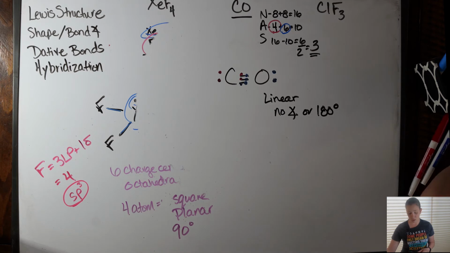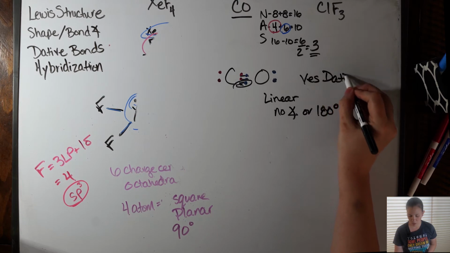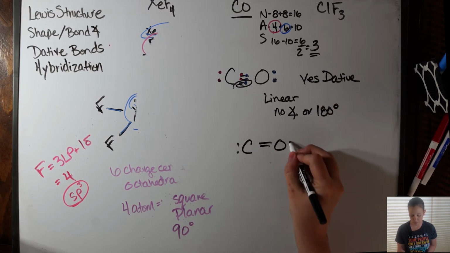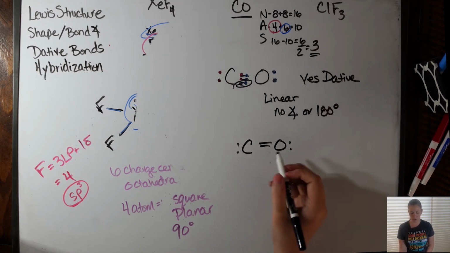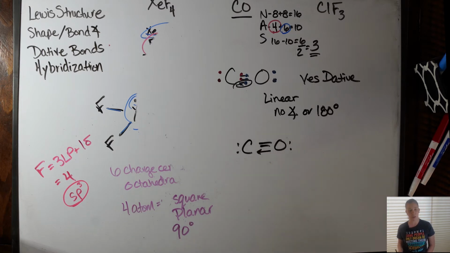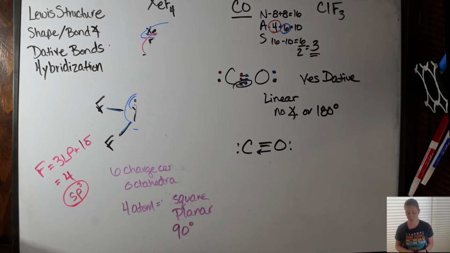There is a way to redraw this once you determine, hey, yes, I have a dative bond. In order to do that, we start drawing the structure the same as we would for a normal Lewis structure. But for that dative bond, you want to show that the electrons are being sourced from the oxygen in order to make the bridge to carbon. So you would actually draw that with an arrow if you were asked to show that coordinate bond. So that's how you would do that.